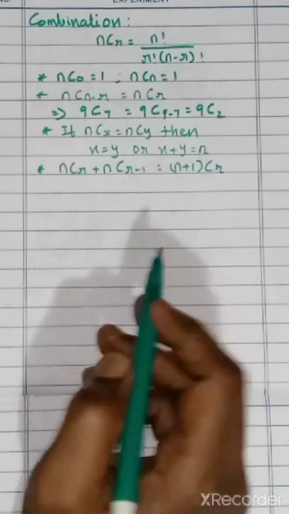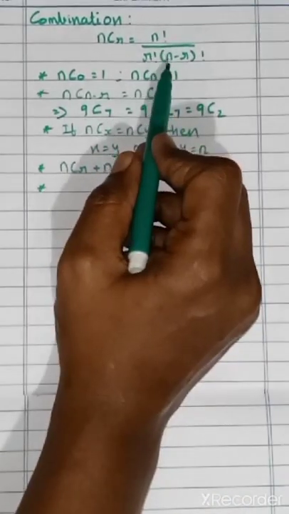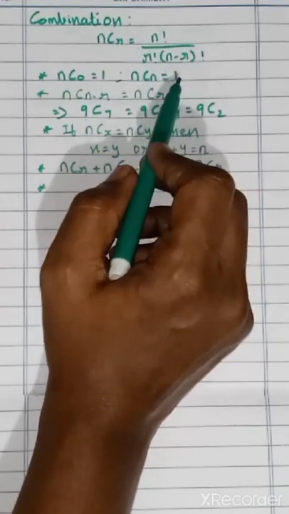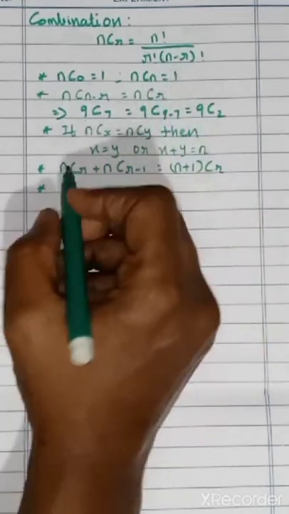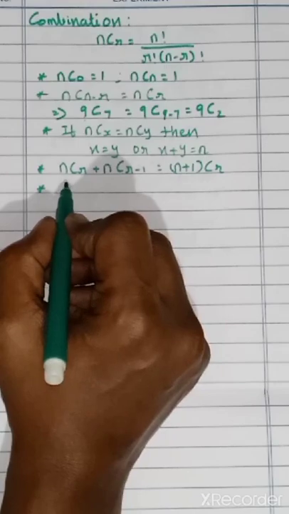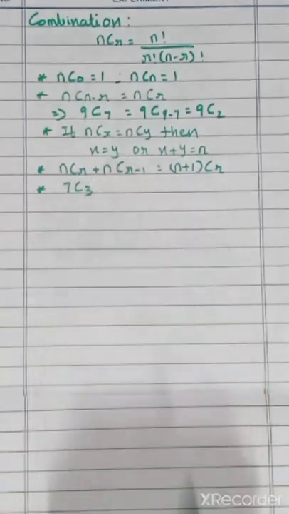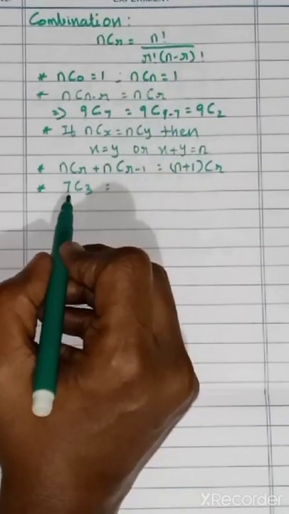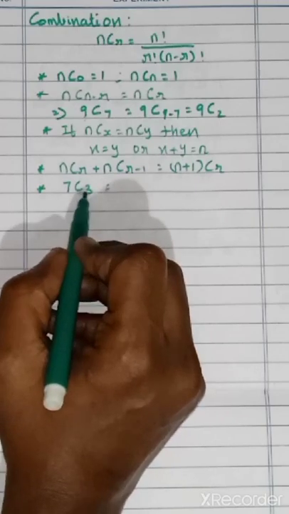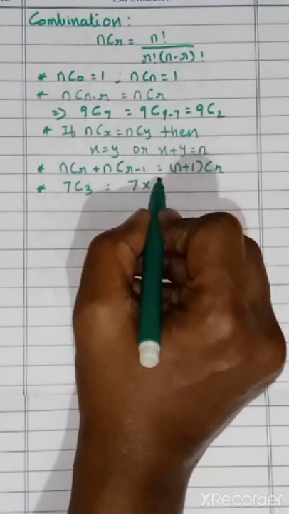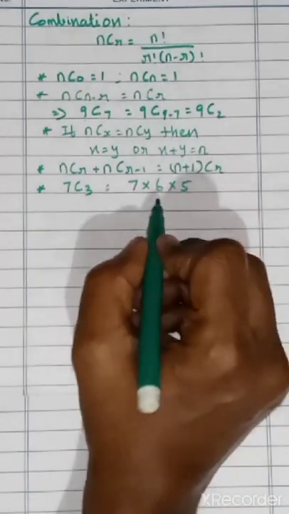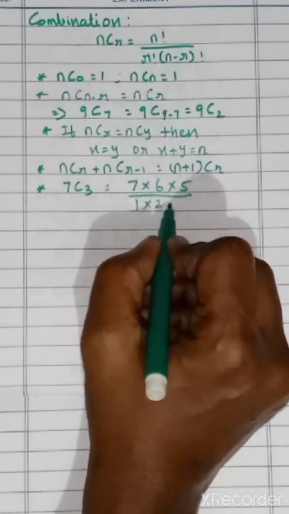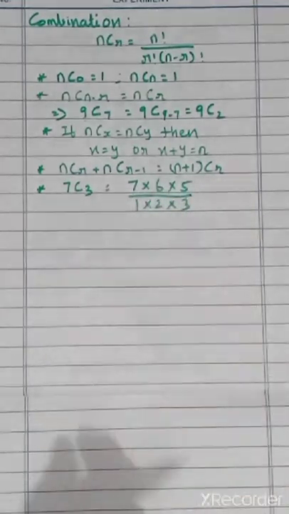Actually, this is the formula, n factorial by r factorial into n minus r factorial. Without using the formula we have a shortcut method, that also I'll tell you. Suppose we want to find 7C3. Starting with 7, we take 3 numbers descending: 7 into 6 into 5. Divided by, starting with 1, 3 numbers: 1 into 2 into 3. If you simplify this, that is your final answer.